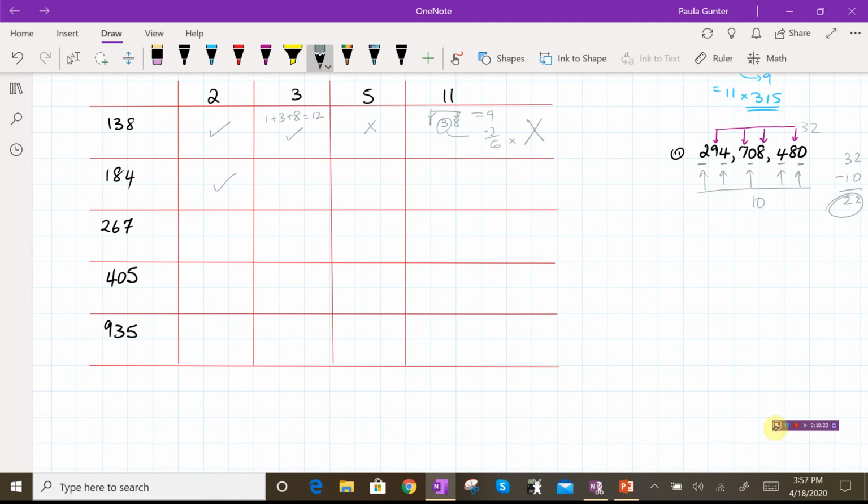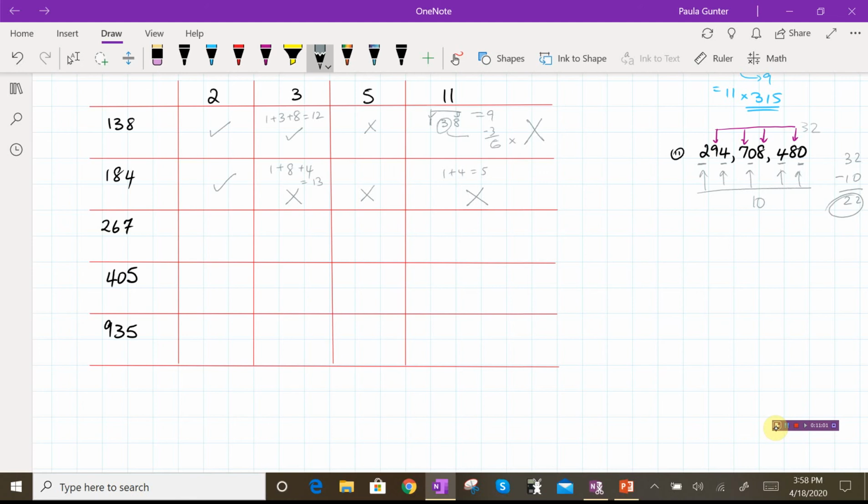184 ends with an even number, so definitely divisible by 2. If I add 1 plus 8 plus 4, this is equal to 13, so it is not divisible by 3. Likewise, it doesn't end in 5, so it's not divisible by 5. Doesn't end with 5 or 0, rather. And if I look at the alternating digits, 1 and 4, 1 plus 4 is 5, and 8 minus 5 is 3, doesn't work.